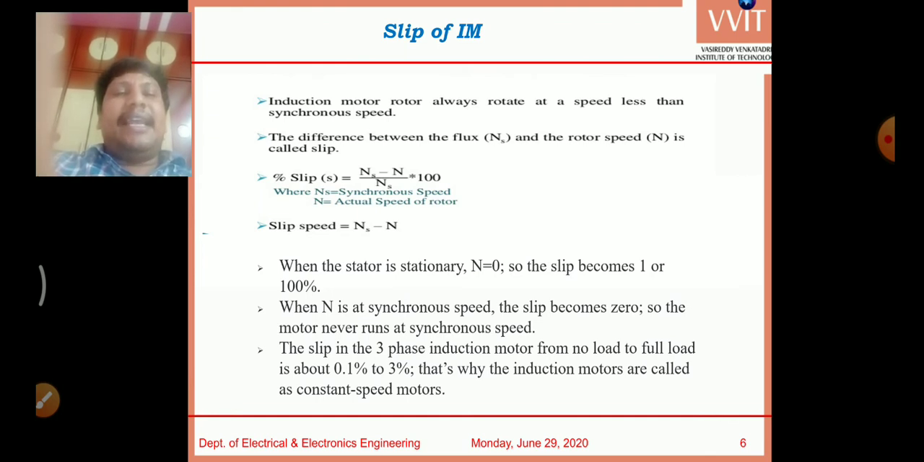When the rotor is at synchronous speed, the slip becomes 0. That means if Ns equals Nr, that is, stator field speed equals rotor speed, then the slip becomes 0. So the motor never runs at synchronous speed. The slip in the three-phase induction motor from no load to full load is about 0.1% to 3%. That's why induction motors are also called constant speed motors. Thank you.